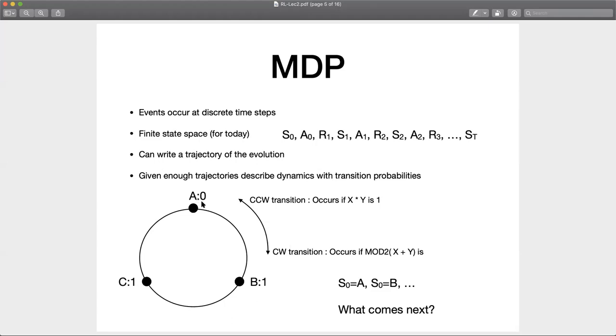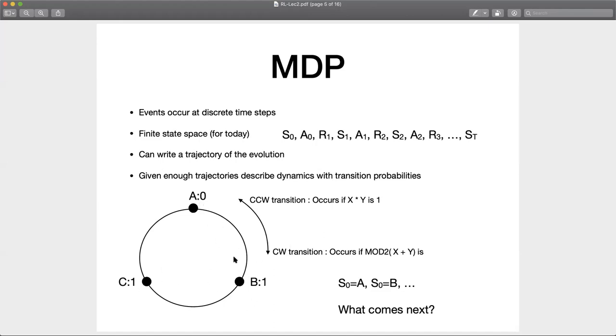And then I'll just go on forward. If the current is A and the last one was B, then you're going to have a clockwise transition, because 0 times 1 is 0, so that doesn't happen, and then 1 plus 0 is 1, so you get a clockwise transition. And then you're back to the beginning. So this is kind of oscillating. It goes A, B, C, C, B, A, B, C, C, B, A.